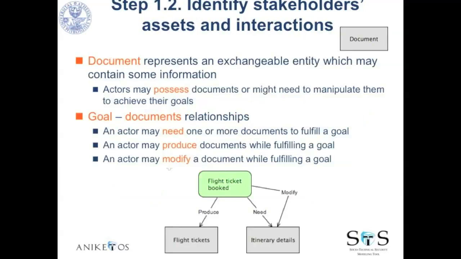Another important asset of stakeholders are their documents. Documents represent an exchangeable entity which may contain some information. So basically, they contain certain information, and it is important for us to keep track of what information is contained therein. There are certain documents actors possess, the stakeholders possess, and they need to manipulate them to achieve their goals. And in doing so, there are certain operations they can perform over the information, since an actor might need a certain document to achieve his goal, or he might modify a document while fulfilling a goal, as well as he might produce a new document while fulfilling a goal.